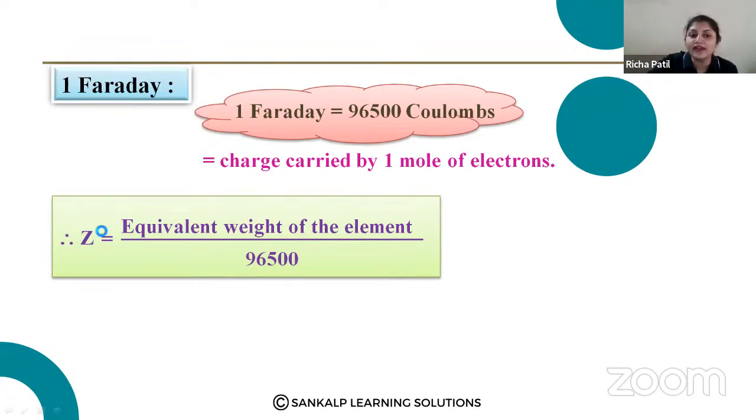So how do you define the electrochemical equivalence? Electrochemical equivalence is equal to the equivalent weight of the element divided by 96,500. 96,500 is nothing but your Faraday, the value of 1 Faraday.